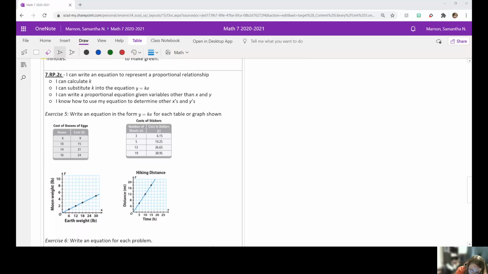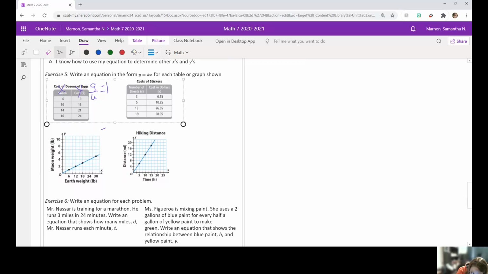So if I was going to find K for this first table about the cost of eggs, I would do Y divided by X. We can do 9 divided by 6 and you get 1.5. So if I was going to substitute this into the equation Y equals KX, it would just be Y equals 1.5X. So that's it. You're going to be able to do this next table on your own.